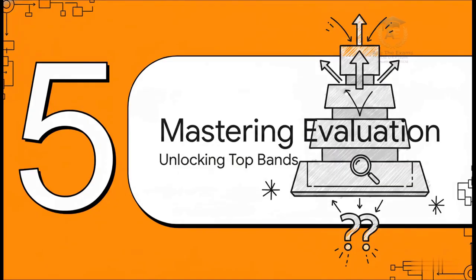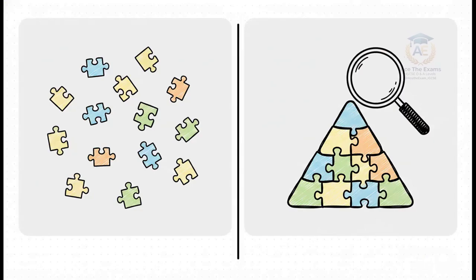And finally, Section 5, Mastering Evaluation Skills, Unlocking Top Bands. This is it. This is the hardest part of the exam, where you face those high-tariff 9 to 15-mark questions. To unlock the absolute top bands, you must shift away from simply explaining and move into demonstrating evaluative thinking and critical analysis. There is a vast, vast difference between superficial breadth and true evaluative thinking. A superficial approach just lists facts in a generic context. It's safe, but it scores low.